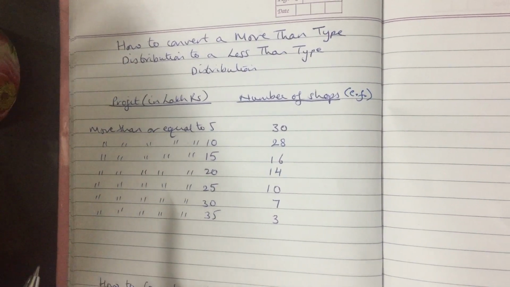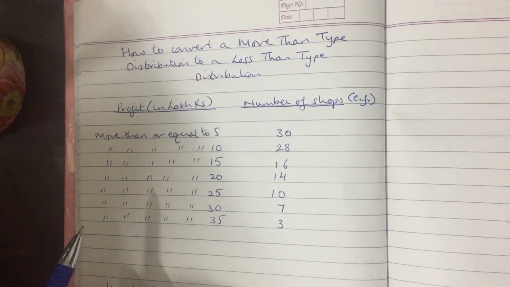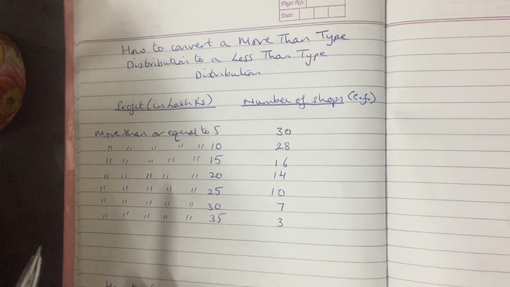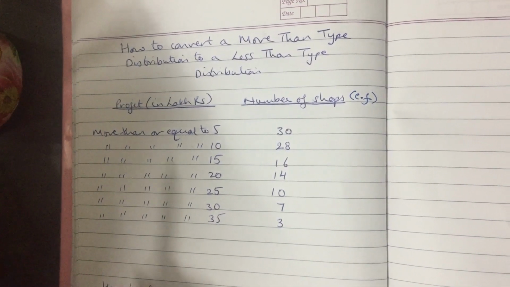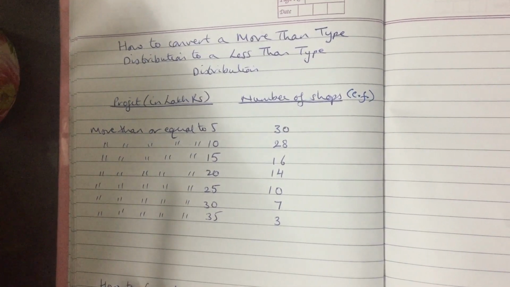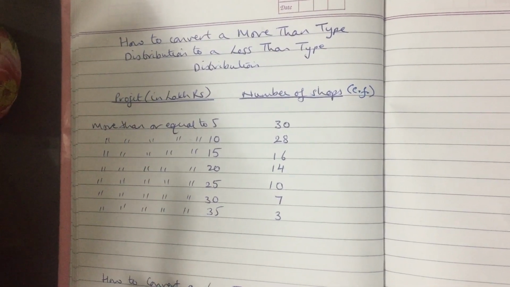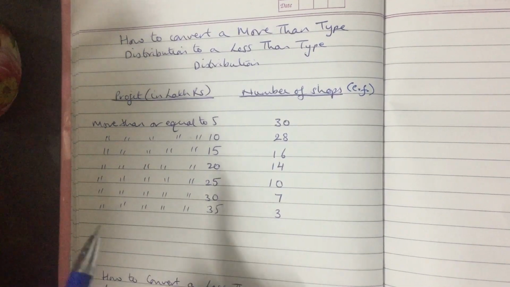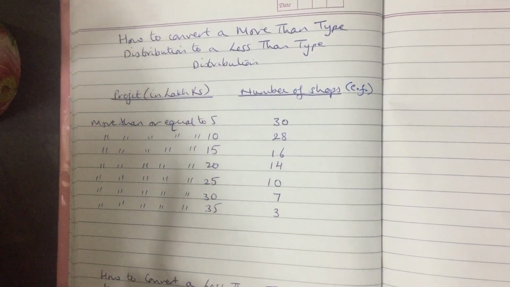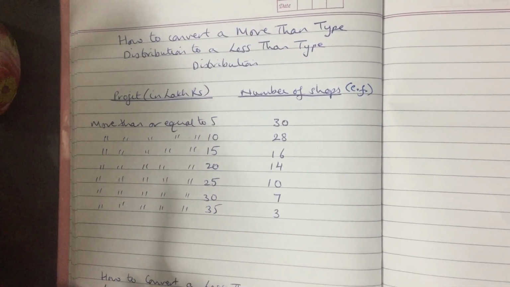Sometimes questions of the type come where they give you a more than data and they ask you to find out the median using the formula. For using the formula, you need a normal table with normal class intervals. So we are first going to learn how to convert it into a normal table, and then I'm going to tell you how to convert it into a less than table.